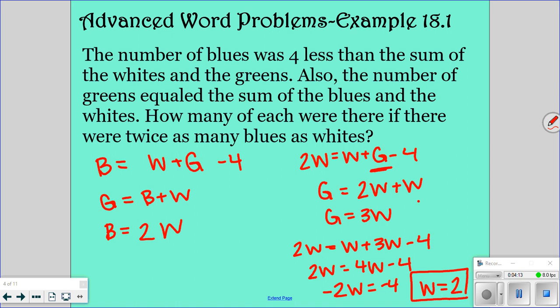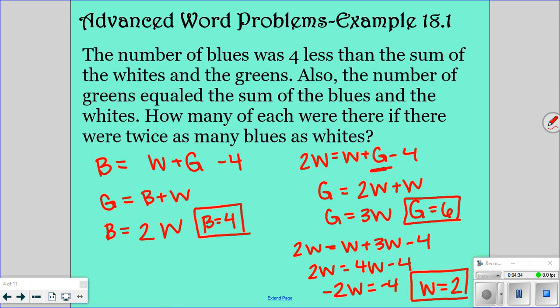If we have 2 whites, we're going to have 6 greens, and we're going to have 4 blues. And so that would be how you can work through that one. You're basically just going to set up a system of equations and then go from there.